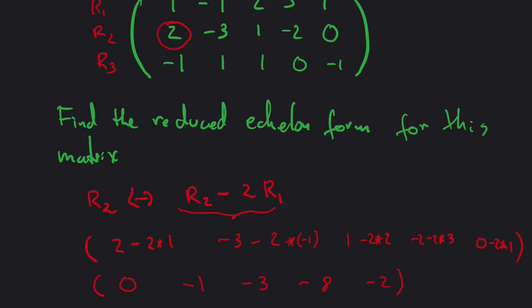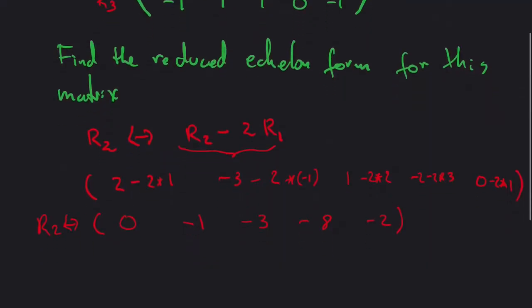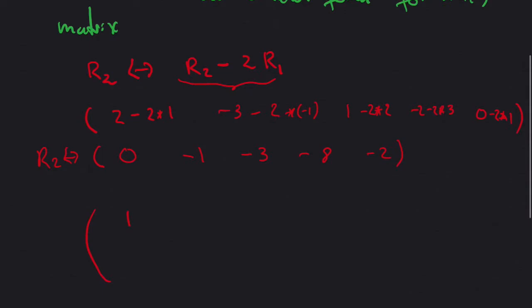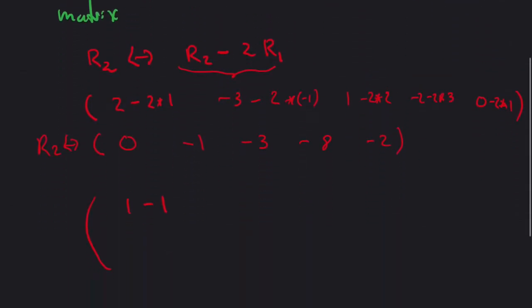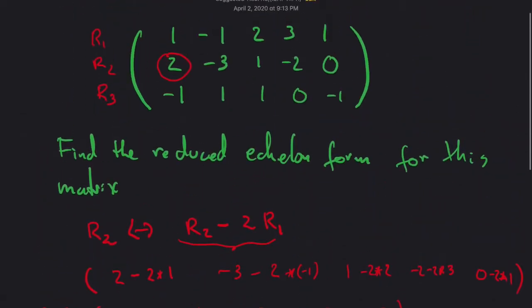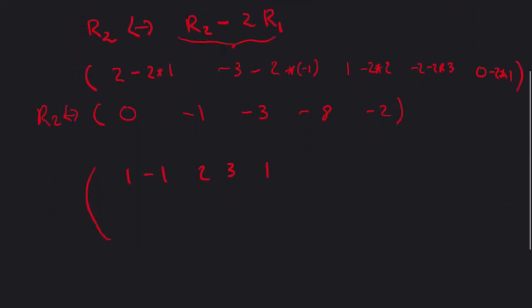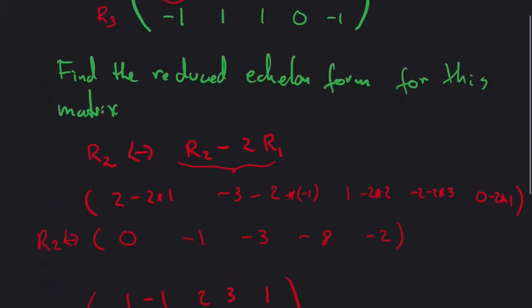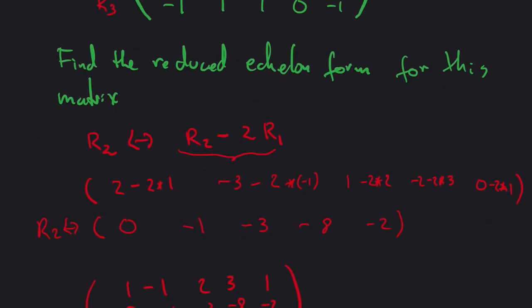So I will replace the second row in my matrix with this newly computed row. That means my new matrix is going to be: the first row stays the same, which is 1, -1, 2, 3, 1. And then my second row is going to be the row that I just computed, which is 0, -1, -3, -8, and -2. Finally, the third row is going to be the same one as before, which will be -1, 1, 1, 0, and -1.